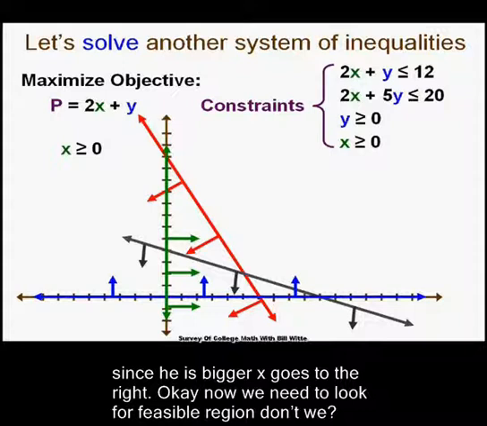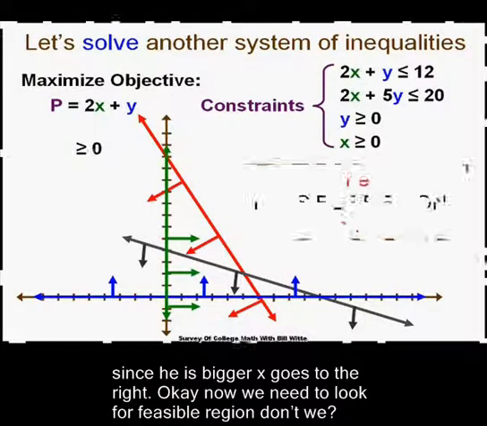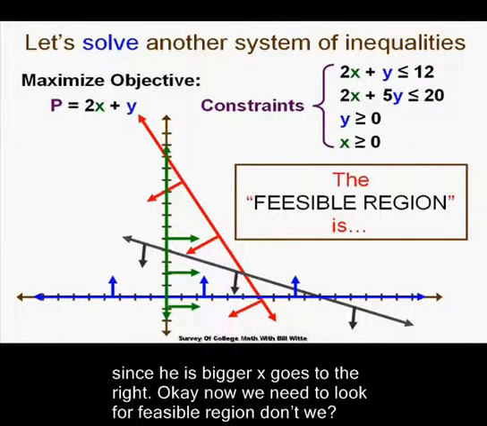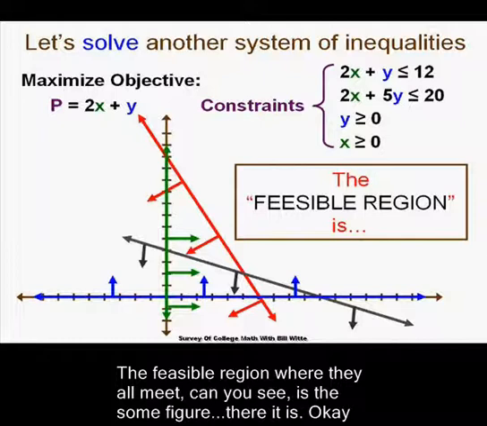Okay, now we got to look for a feasible region here, don't we? Just as I suspected, the feasible region where they all meet. Can you see where all the arrows are? It's going to be some figure. Well, duh. There it is. Okay, you got it.